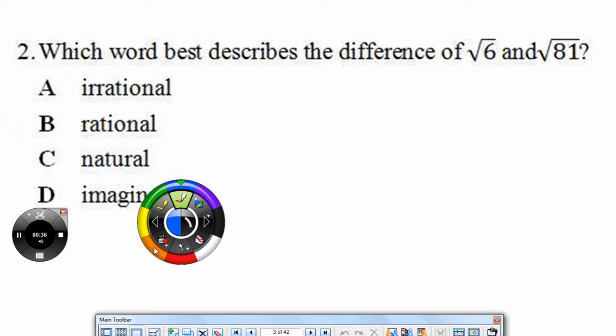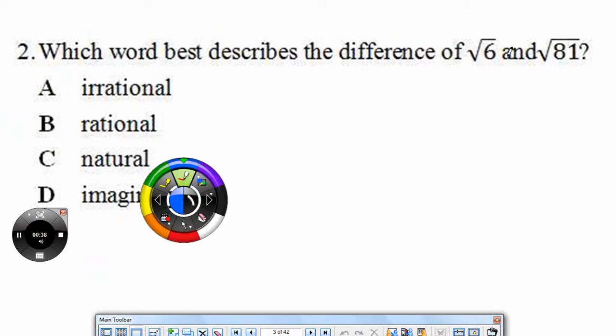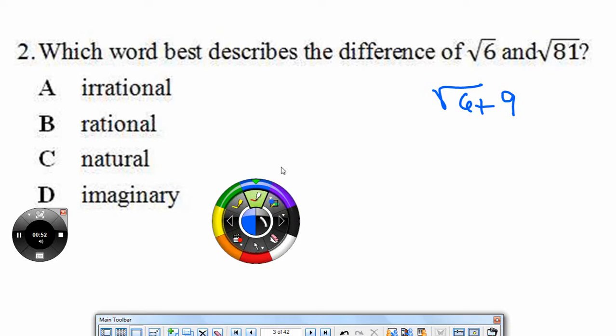Number 2, this is radical 6 plus, and the square root of 81 is actually 9, but we still have this radical 6, that's not a perfect square, so the difference is just subtracting those two. And so that would be an irrational number still.